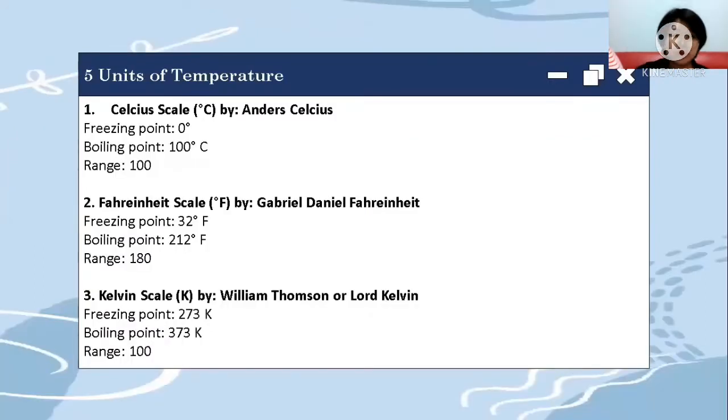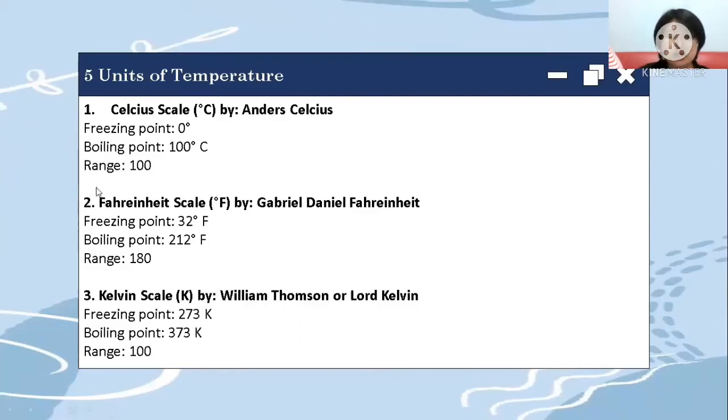The first one that we're going to learn for today is the Celsius scale, or degrees Celsius, found by Anders Celsius, with freezing point at 0 degrees, boiling point at 100 degrees Celsius, and a range of 100. Remember guys, range is boiling point minus freezing point. I repeat once more, range is boiling point minus the freezing point.